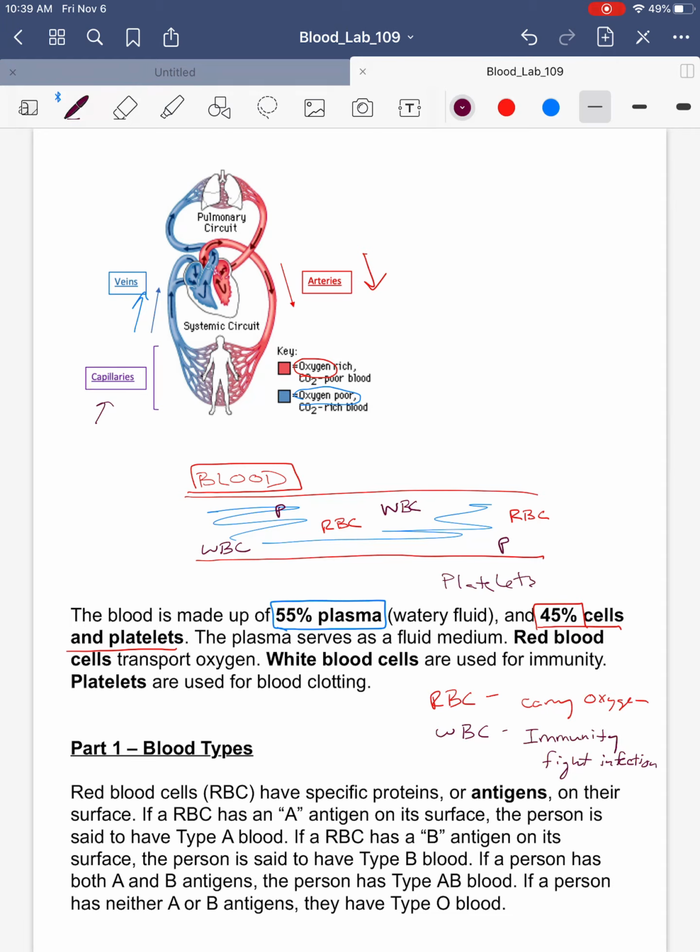No? Okay. And platelets are responsible for blood clotting, which is also really important. So make sure that you know those functions.